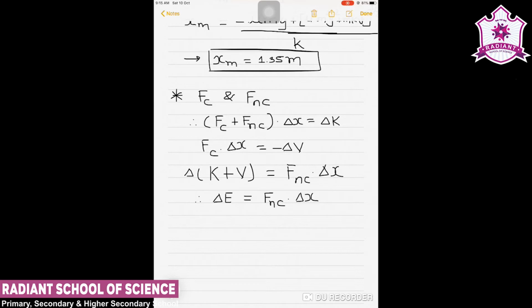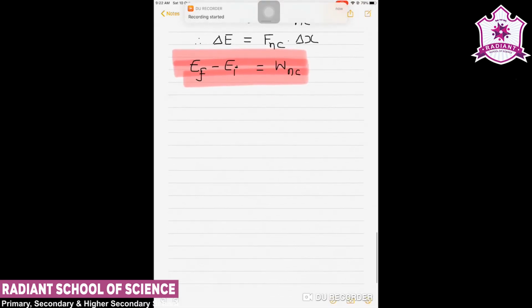This assumes the form E final minus E initial equals force into displacement, that is the work done by the non-conservative force. Here WNC is the total work done by the non-conservative force over the path. We should note that, unlike the conservative force, WNC depends on the particular path from I to F. So this is the resultant equation of the given question.